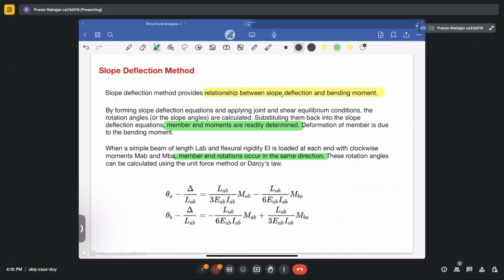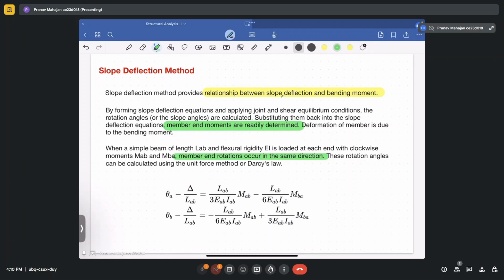So these rotation angles can then be calculated using the unit force method. So how can we determine those theta angles? The theta angles are calculated like this.